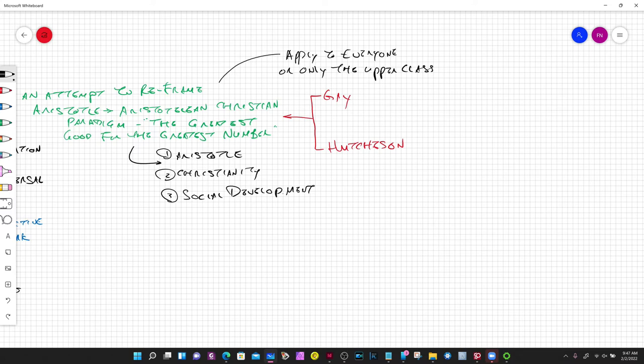So if this is the way it is in the 18th century, we shouldn't be too surprised that by the 19th century, when this is mixed with social Darwinism, we begin to get a pretty bleak view of human culture. So between Hutcheson and Gay and Jeremy Bentham, there's about 100 years of debate.